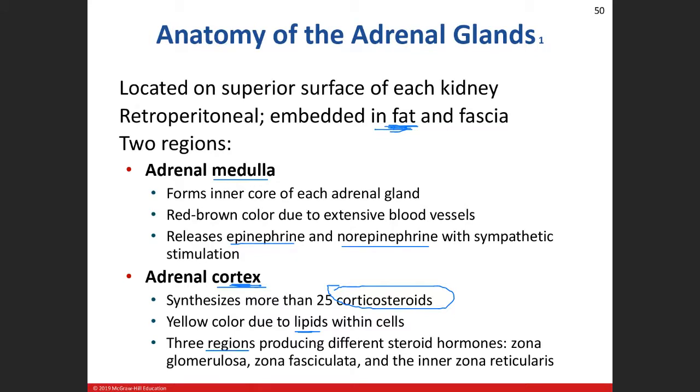So there's three regions or layers. You probably remember this from last week. The zona glomerulosa, that's the most superficial. Then we have the zona fasciculata, that's the middle layer. And then we have the innermost layer, that's the zona reticularis. That's where I gave you the GFR, the glomerular filtration rate that comes from the kidneys.